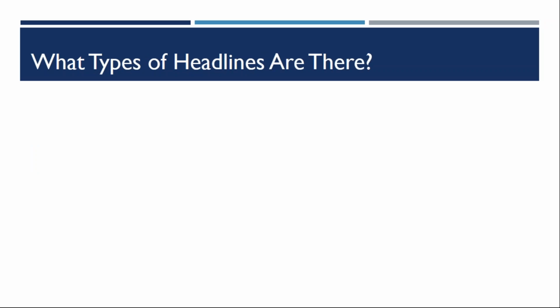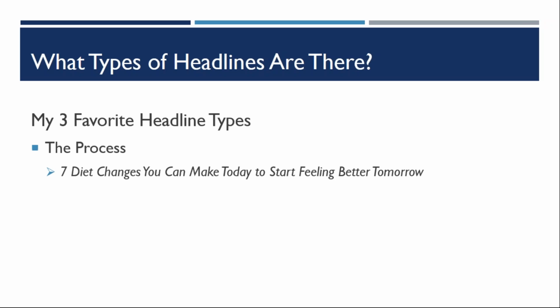Okay, so what types of headlines are there? I personally have 3 favorite types of headlines, and I'm going to share these with you and give you 3 examples of them, and then go into a little more detail on the next slide. So the first type of headline is the process. An example is: 7 diet changes you can make today to start feeling better tomorrow.